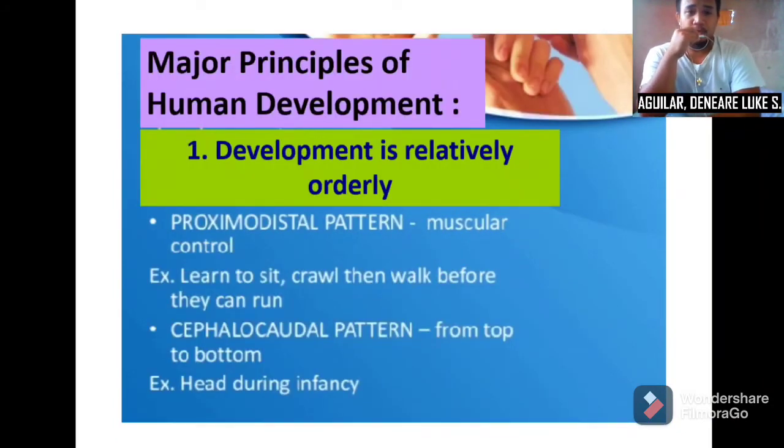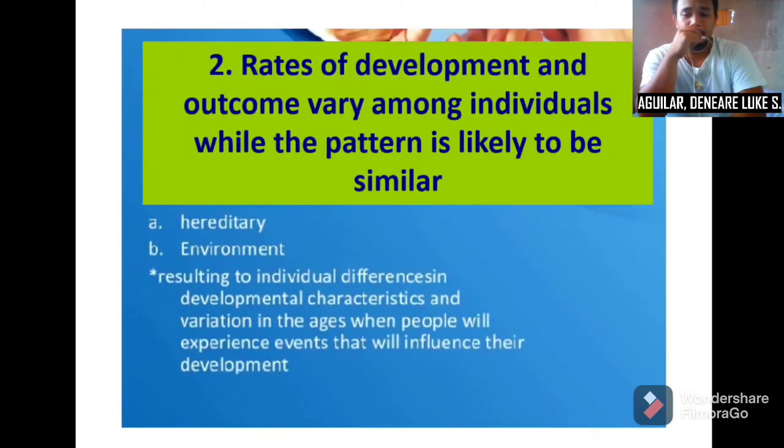Major principles of human development. Number 1. Development is relatively orderly. Proximodistal pattern, muscular control. Example: learn to sit, crawl, then walk before they can run. Cephalocaudal pattern, from top to bottom. Example: head during infancy. Development is in order, changes of the body have their own time and pace.